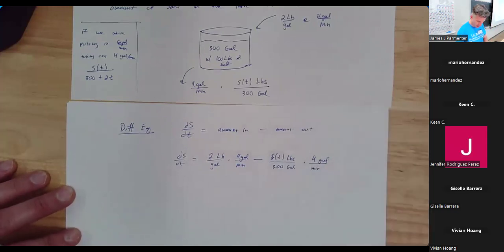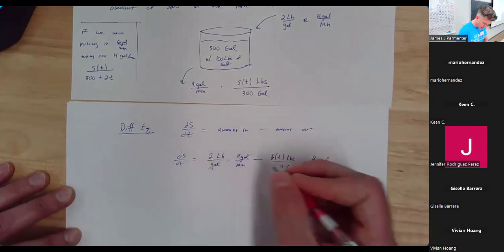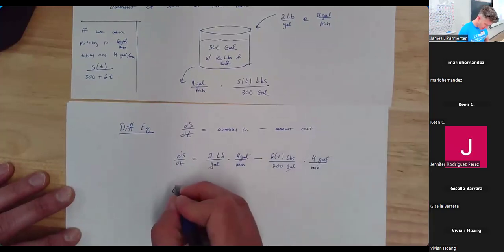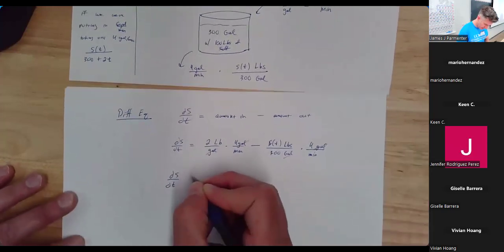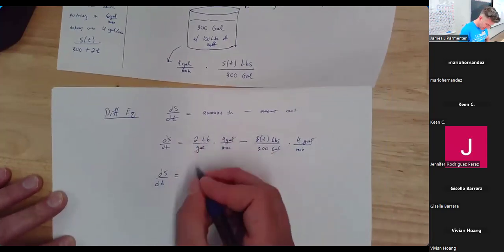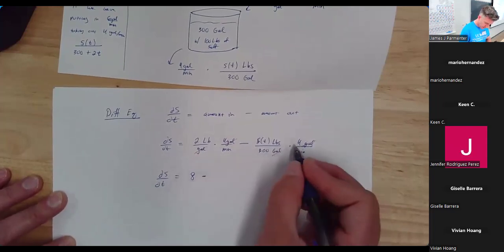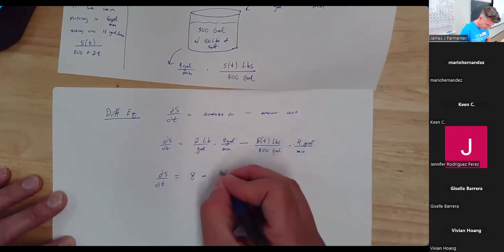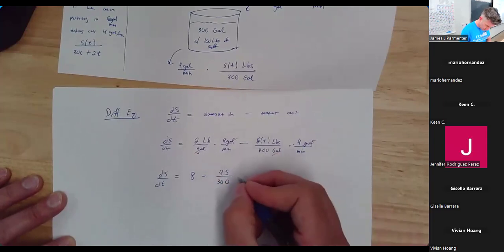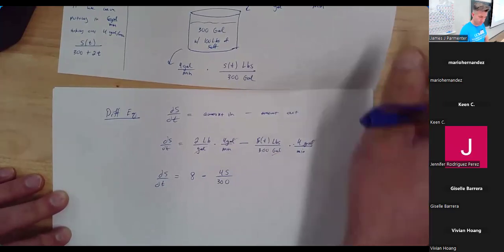And what should happen is the gallons should cancel so that each of these are some amount of pounds per minute. So what we're putting in here is the rate of change of S, dS/dT, is equal to 8 pounds per minute going in minus 4 times S over 300 pounds going out per minute.